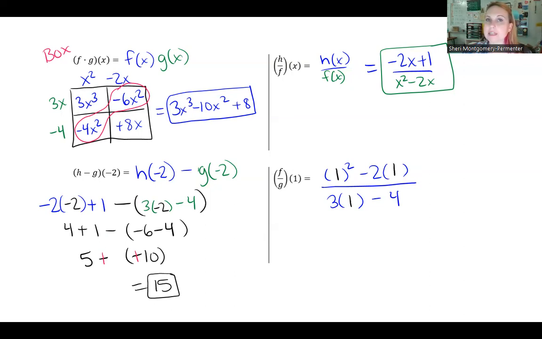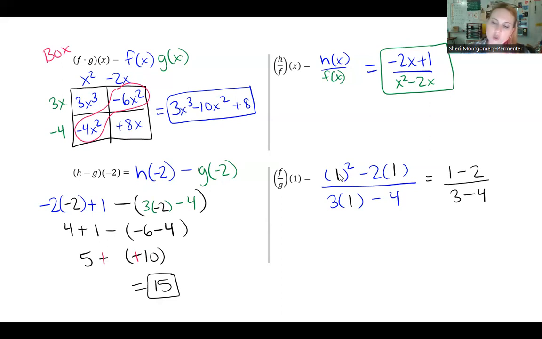And I can evaluate this the same. You can use a calculator or you can evaluate it. In the top, I have 1 times 1. What's 1 times 1? 1. Minus 2 times 1, which is 2. In the bottom, I have 3 times 1, which is 3. Minus 4. I can keep going.